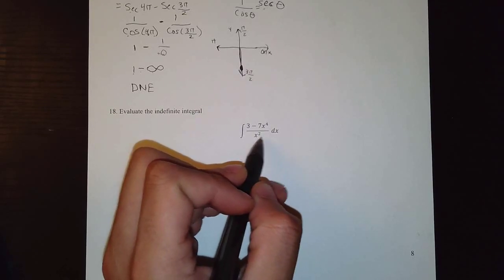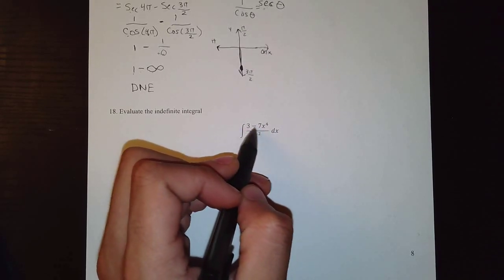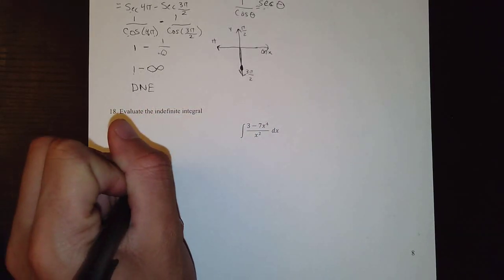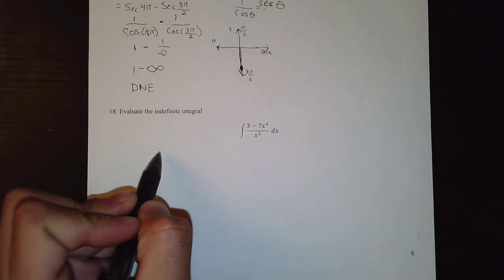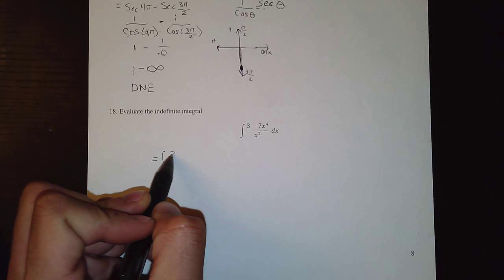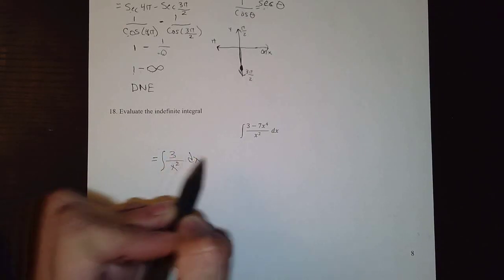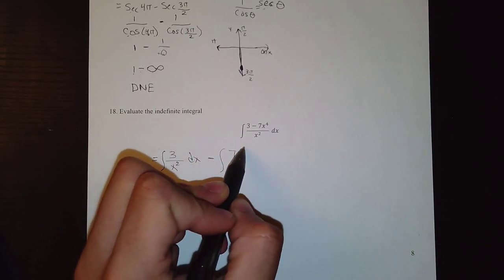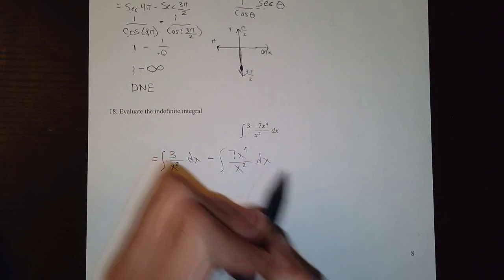I noticed that there's an x squared term in the denominator, and there's two things in the numerator separated by a subtraction sign. I can rewrite this integral as the integral of 3 over x squared dx minus the integral of 7x to the fourth over x squared dx.